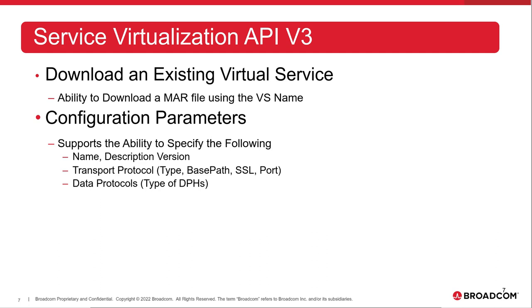In addition, the V3 API also has the ability to download the MAR file of a running virtual service on the VSE. And then you can specify the configuration parameters. I know before I talked about providing SSL information and port. You can also name the virtual service, provide a description, indicate the type and the base path and the data protocols. And so you can provide this kind of information in the configuration parameters. And we'll go into this in more detail when Carl goes into the demo itself.